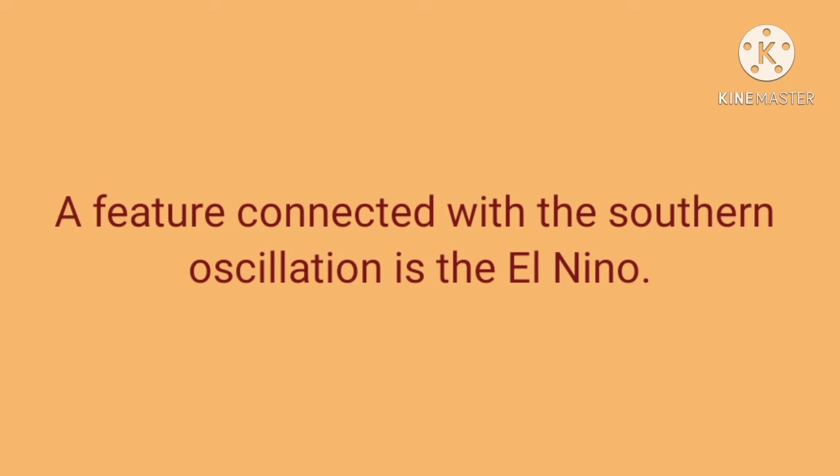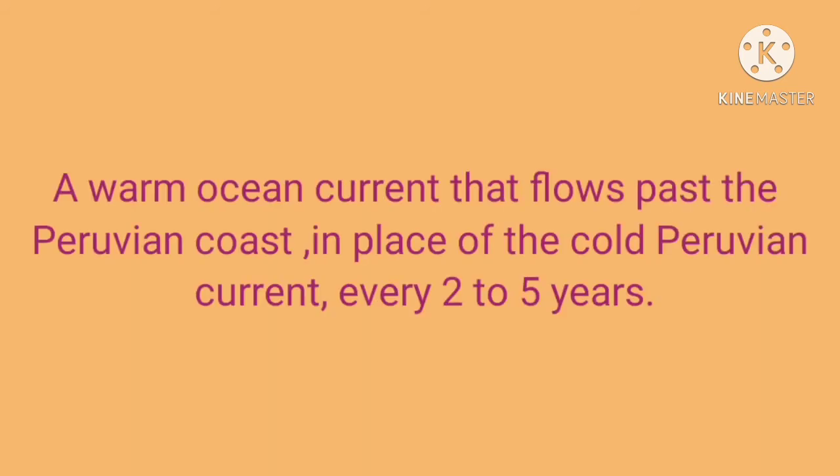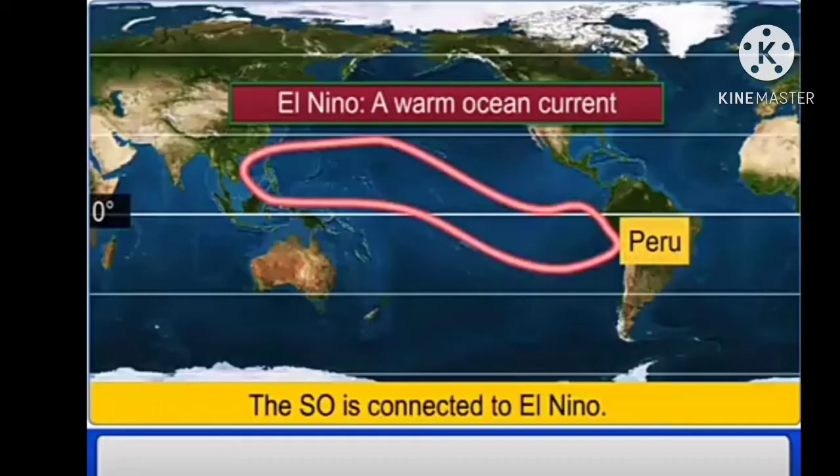El Nino. What is El Nino? It is a phenomenon in which a warm ocean current flows past the Peruvian coast in place of the cold Peruvian current every 2 to 5 years.